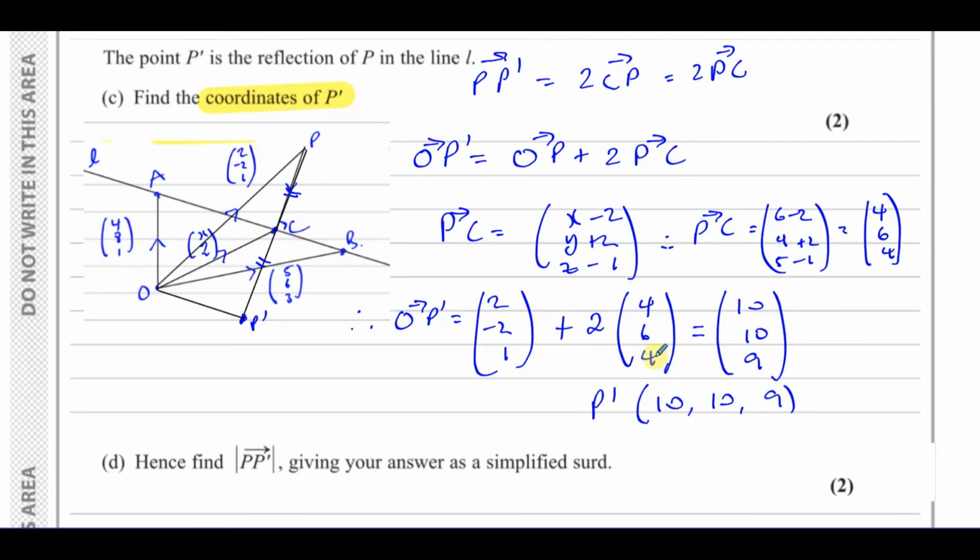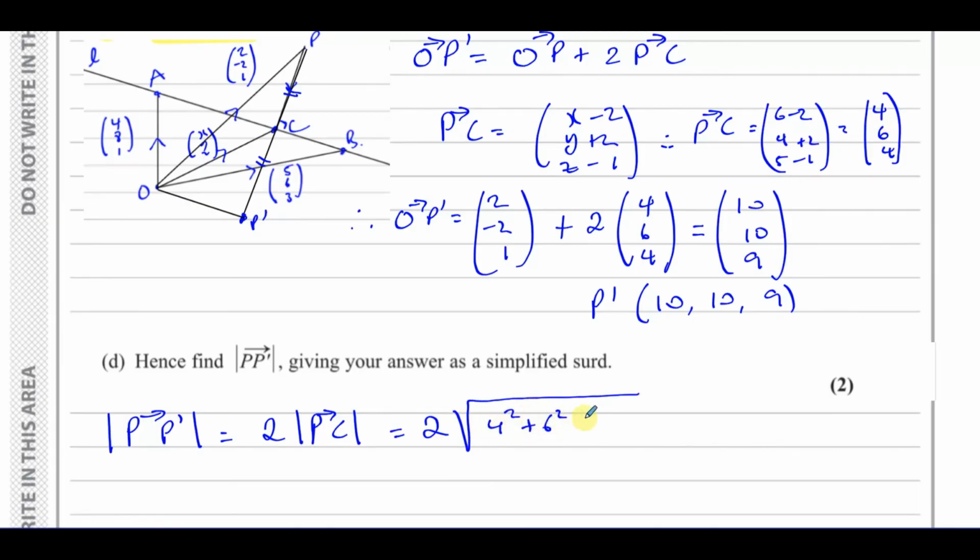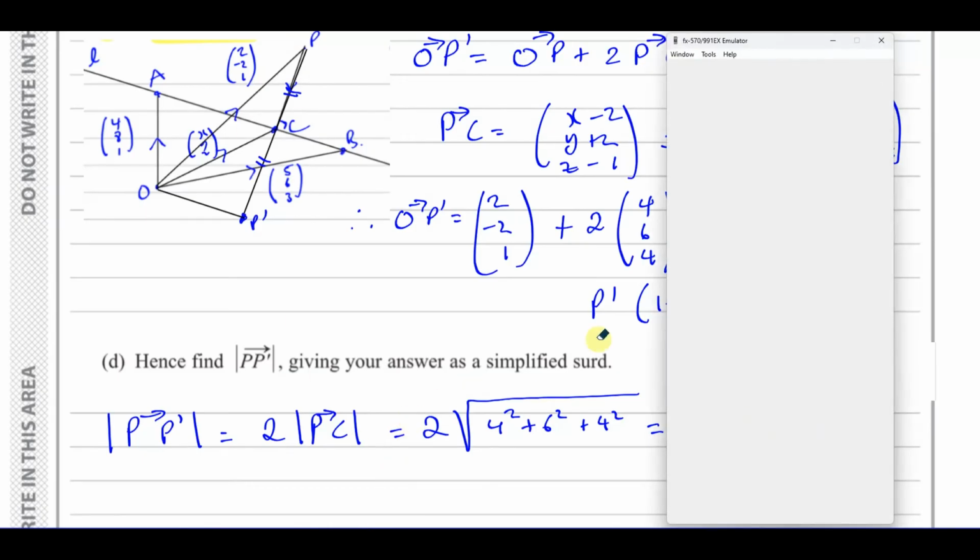Now then, it says hence find the magnitude of P to P dash, giving the answer as a simplified surd. So basically the magnitude of P to P dash is going to be 2 times the magnitude of P to C, which is 2 times the square root of 4 squared plus 6 squared plus 4 squared. So that's 16 plus 36, which is 52, plus 16, which is 68. 2 times root 68.